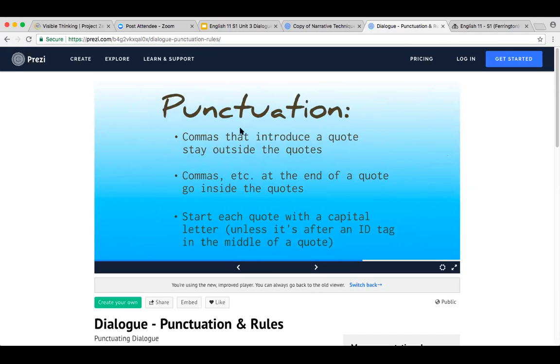Punctuation can be a few different things. You need to have commas that introduce a quote and stay outside the quote. So if it's the beginning, you have to have it before the quote. If your commas are at the end of a quote, they go inside the quotes. And then start each quote with a capital letter, unless it's after an ID tag in the middle of the quote, which is a lot of different things to think about.